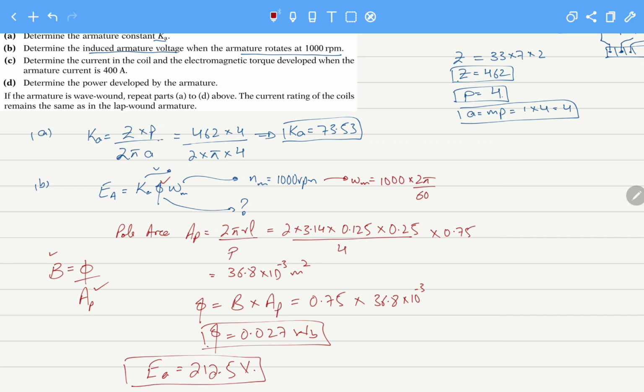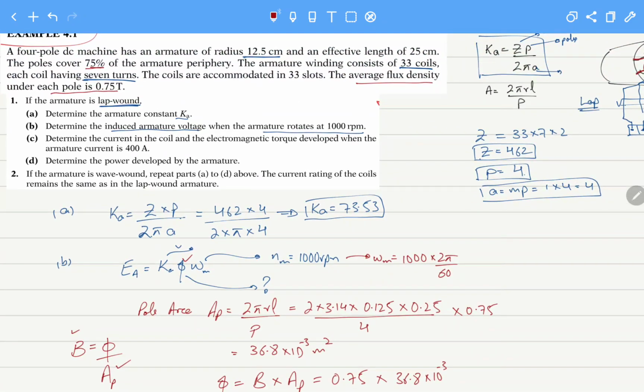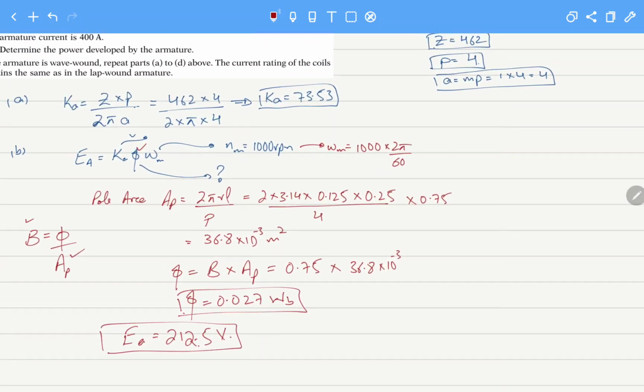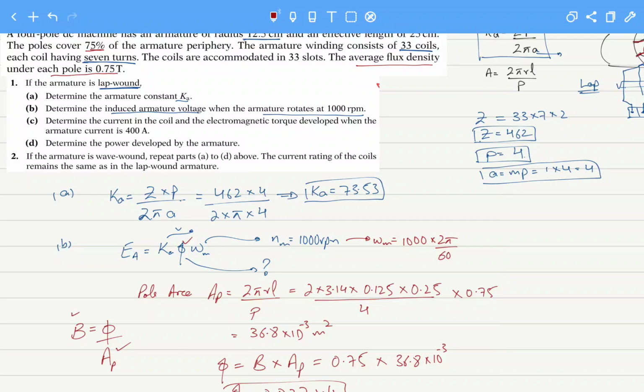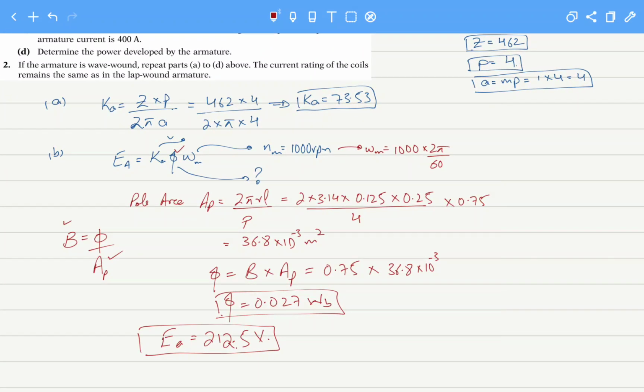This will be the induced voltage in our machine, for the case of a lap wound machine. Because how have we calculated this? We have calculated the flux, and we have the flux here, we have the speed here, Ka. Now this was calculated for a lap wound machine. So we have calculated EA.